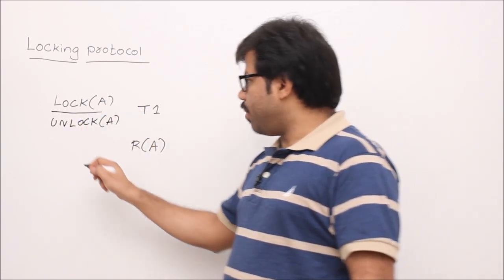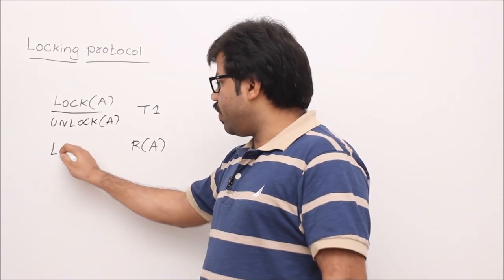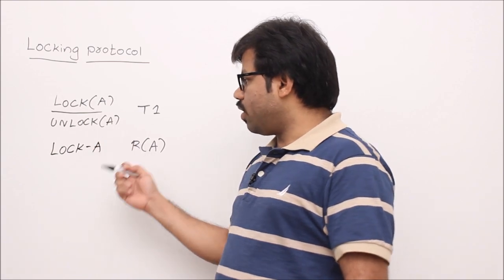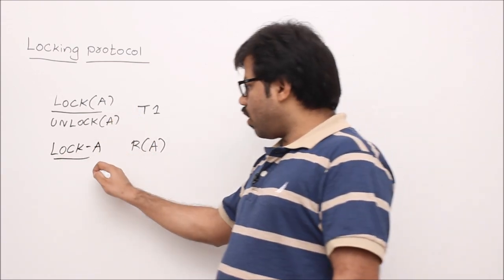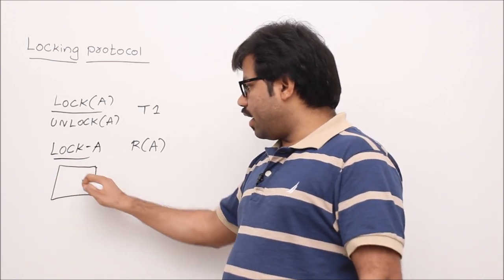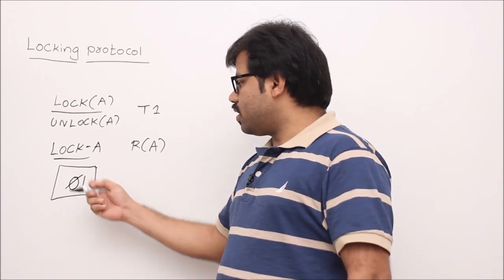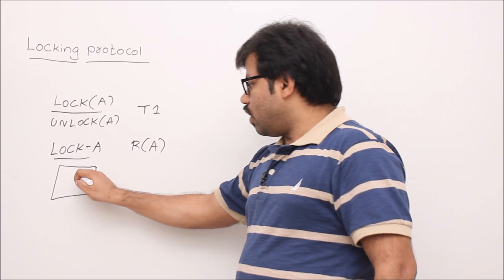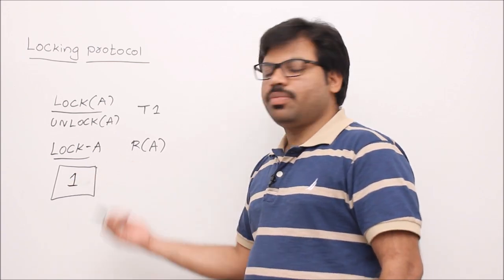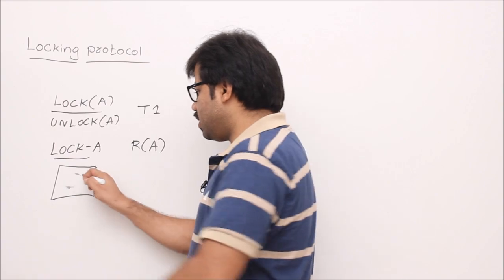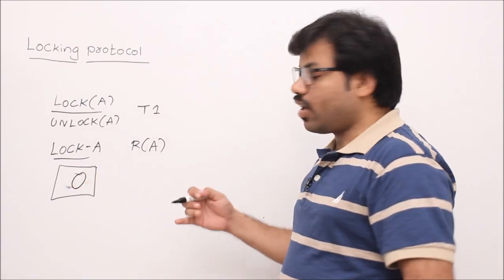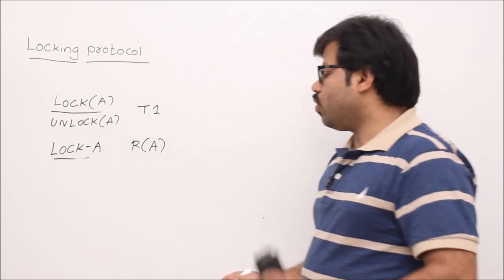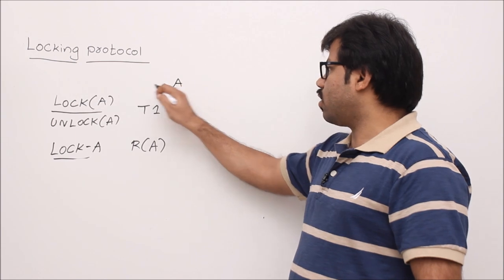First of all, what is a lock? Locking is nothing but a binary variable. Let's say for every database variable you assume that there is a lock A. This lock can be imagined as a variable and it can take either 0 or 1. 0 means unlocked, 1 means locked. Whenever this lock is 1, it is used by someone. If it is 0, then at least at this moment it is free. In that way the lock can be understood. For every database variable there is a lock.